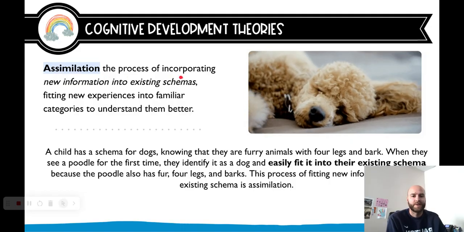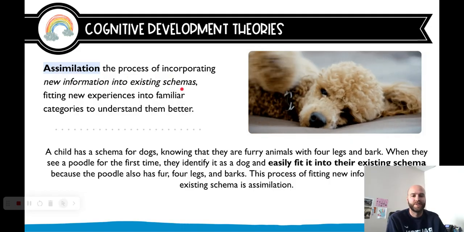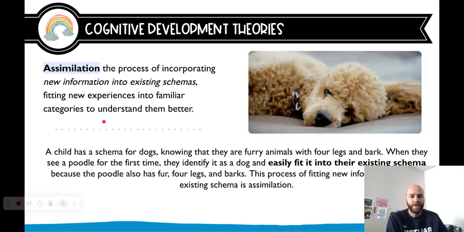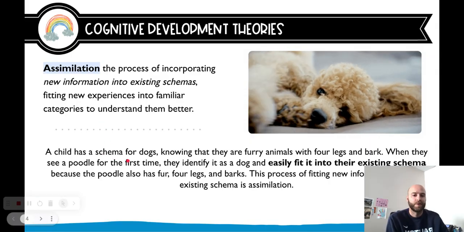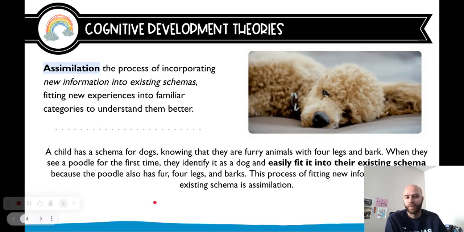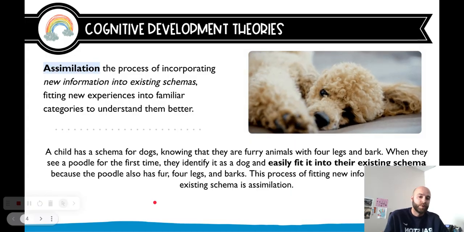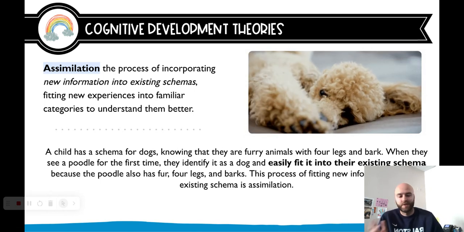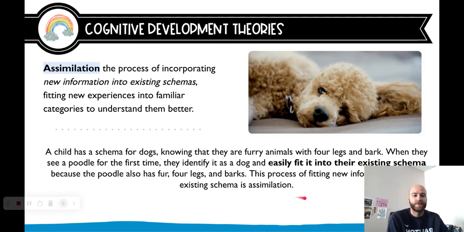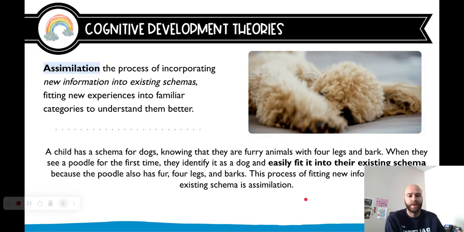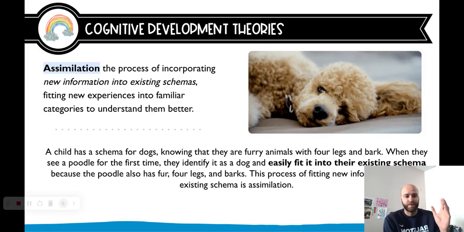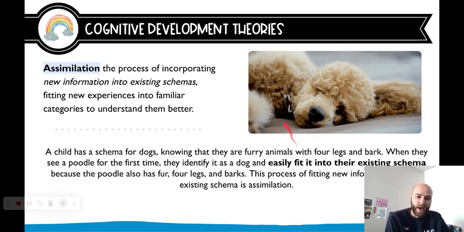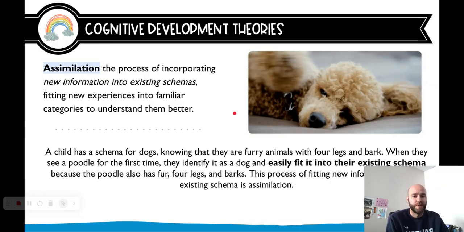So assimilation is the process of incorporating new information into your existing schema, fitting these new pieces into familiar categories to understand them better. For example, imagine a kid has a schema for a dog. They know that dogs are furry animals with 4 legs and they bark. When they see a poodle for the first time, they can easily identify it as a dog because they've seen other types of dogs, and it fits their schema. It's a furry animal, it's 4 legs, and it barks. So they can just take that information and fit it into their schema for dogs. Nothing has to change.